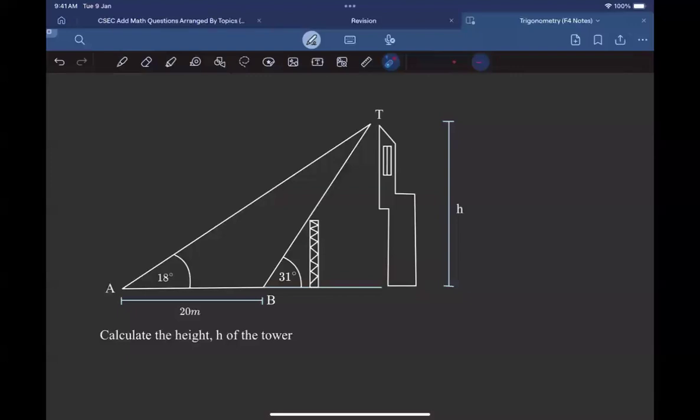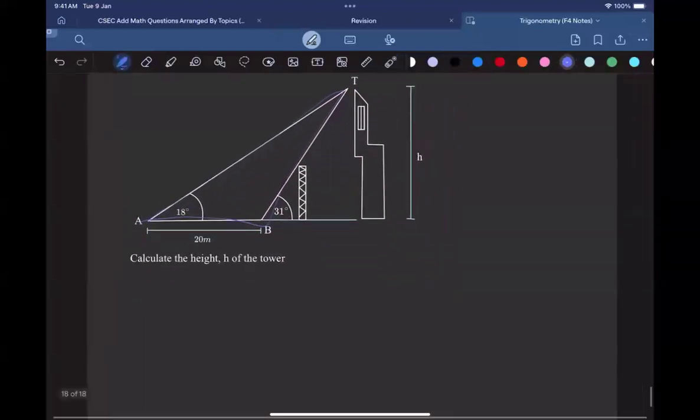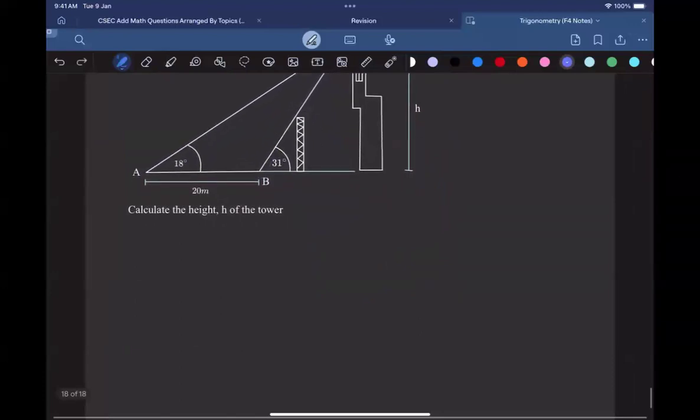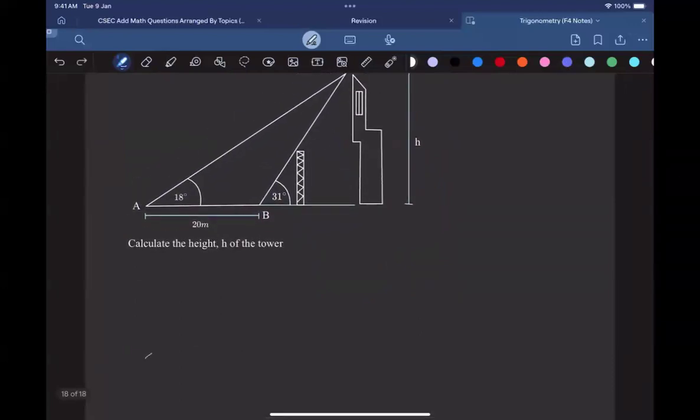Here, this one over here. And that looks like what kind of triangle? Right. And anytime we have a right angle triangle, what two things could you use?